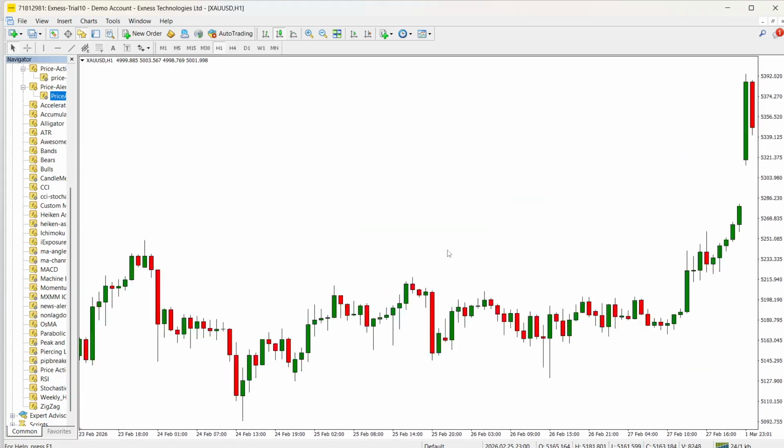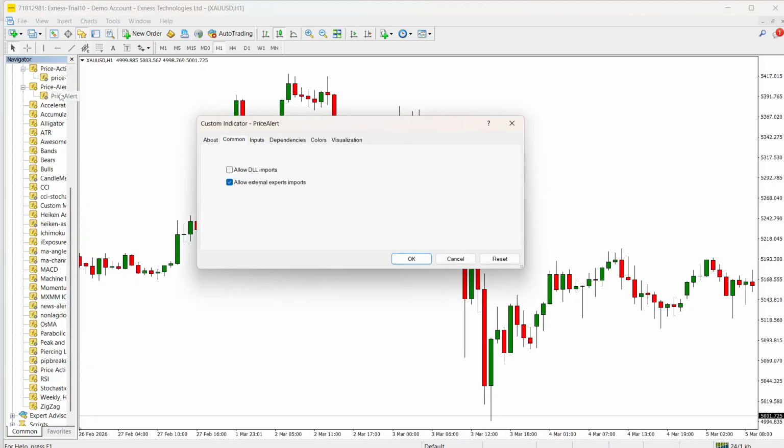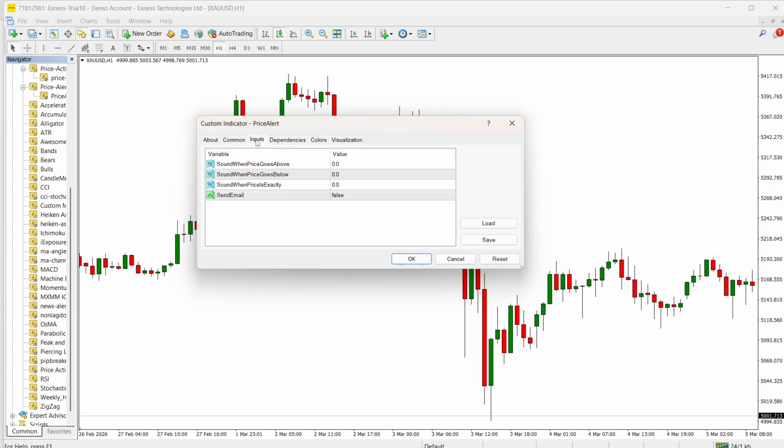So we have it installed, but to really understand this, we're going to need to go back to the settings, the inputs, because the price alert indicator draws horizontal alert lines on the main price chart at user-defined price levels. So let's say I can edit this value over here and set it at 5,000. So I'll have an alert when price goes above 5,000.